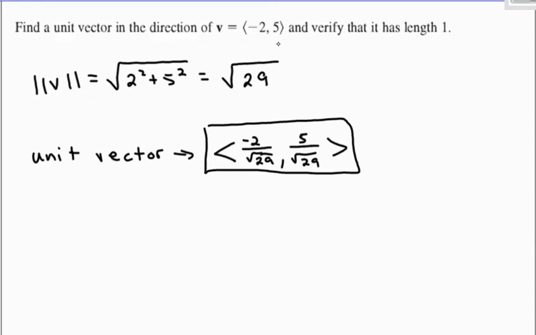Now, if I wanted to verify that it had a length of 1, then I'd find the magnitude of that unit vector.